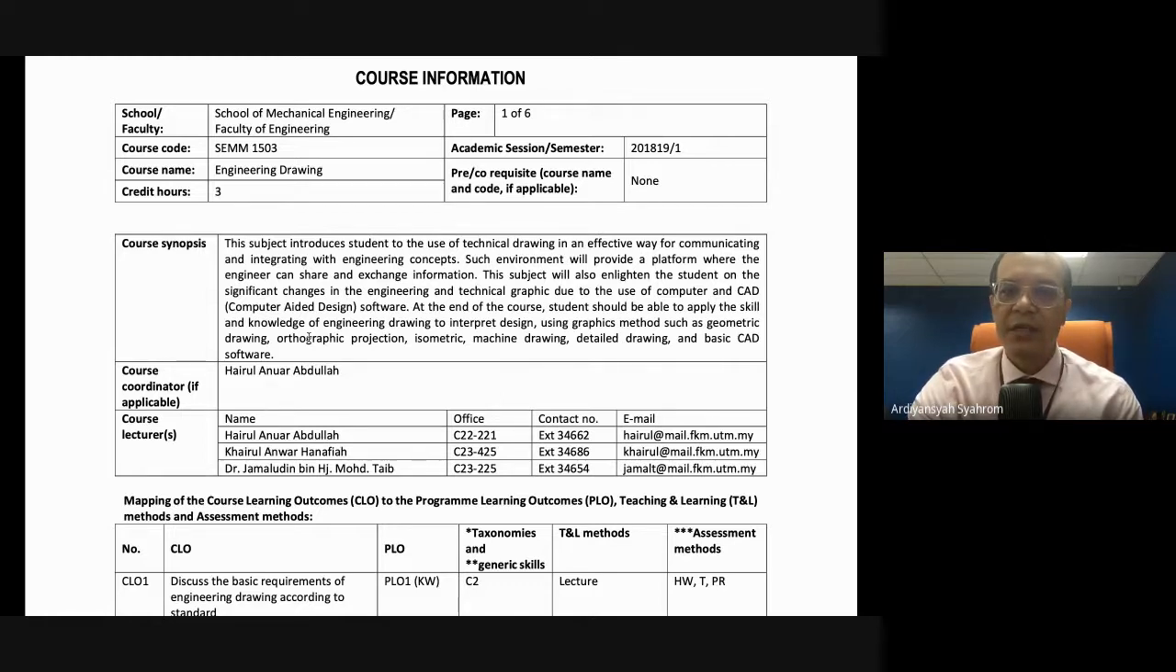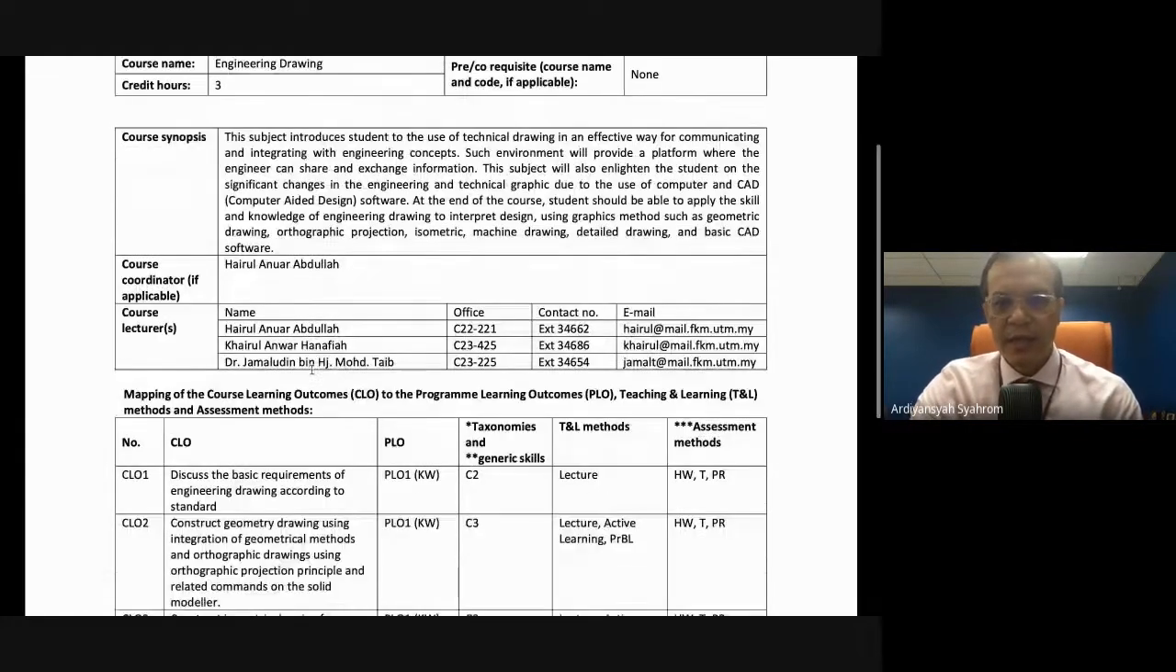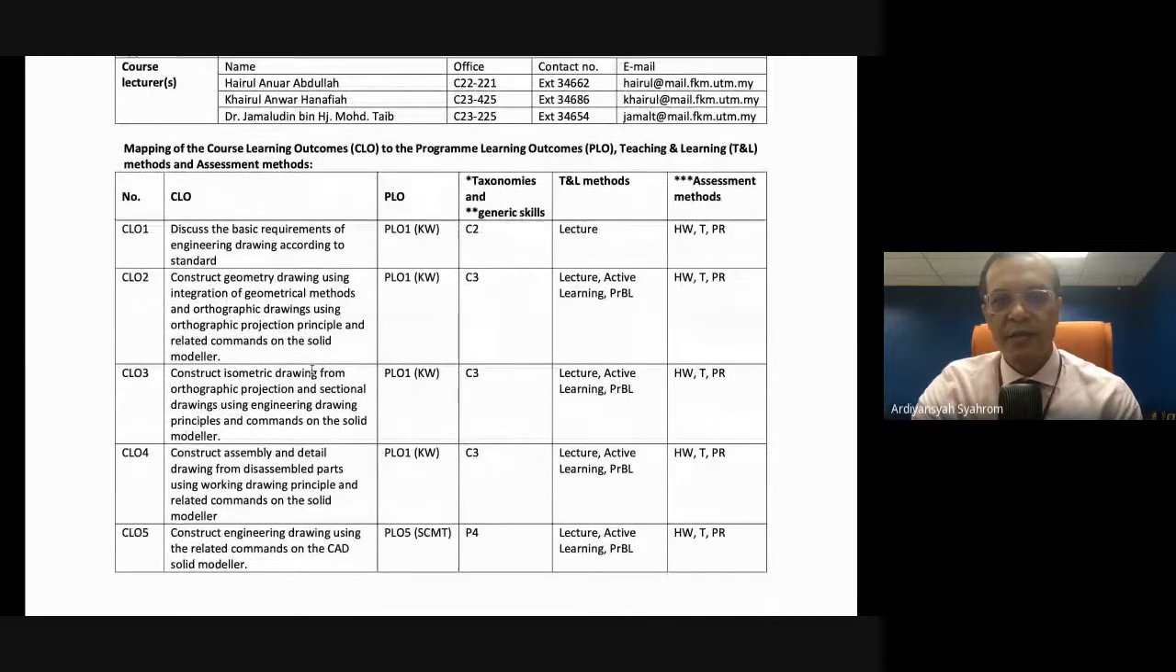At the end of the course, students should be able to apply the skill and knowledge of engineering drawing to interpret designs using graphic methods such as geometry, drawing, orthographic projection, isometric, machine drawing, detailed drawing, and basic CAD software. That is the course synopsis.